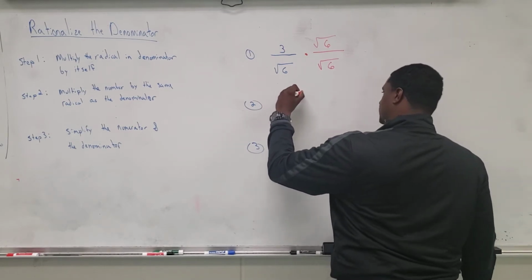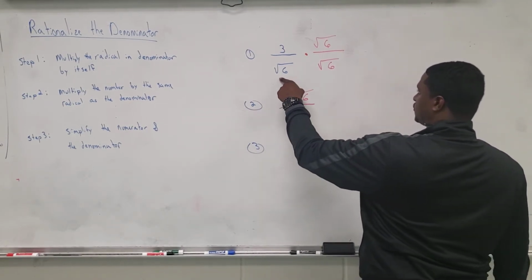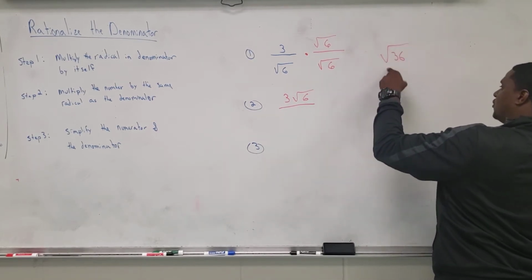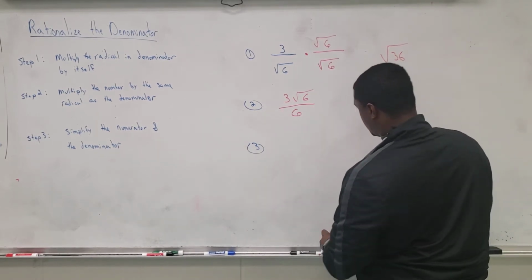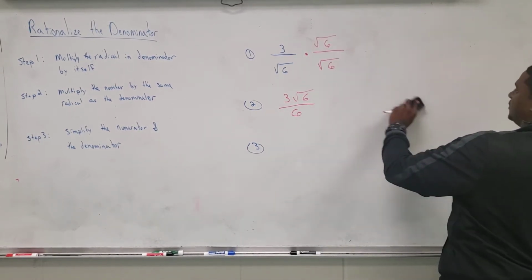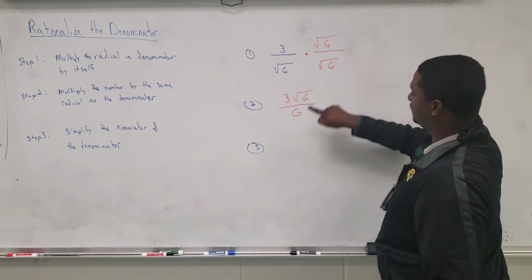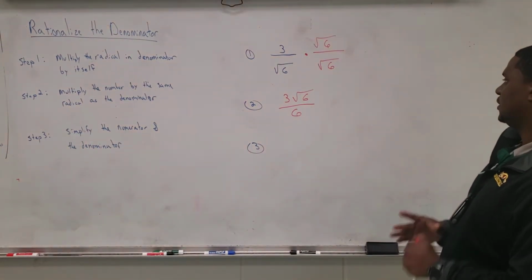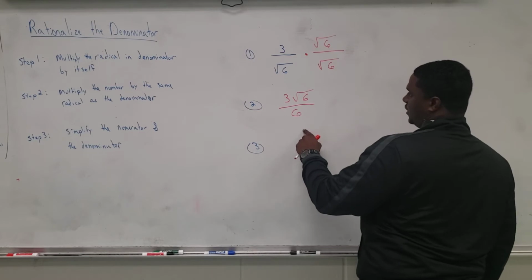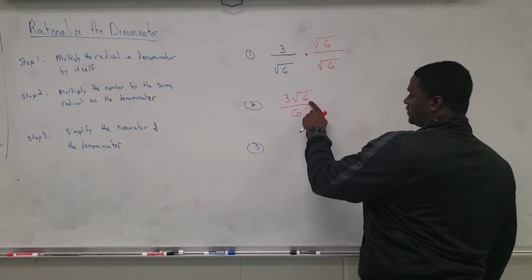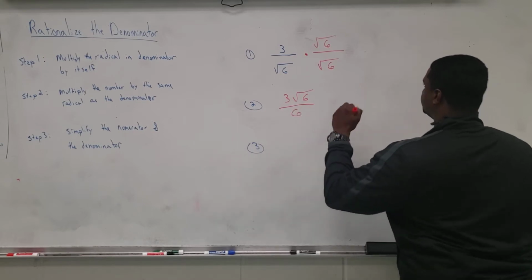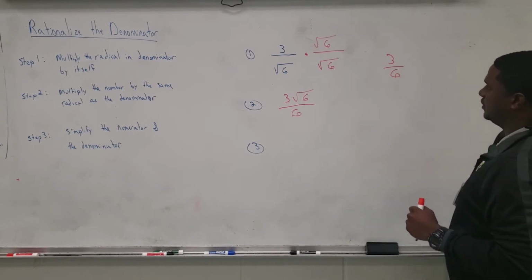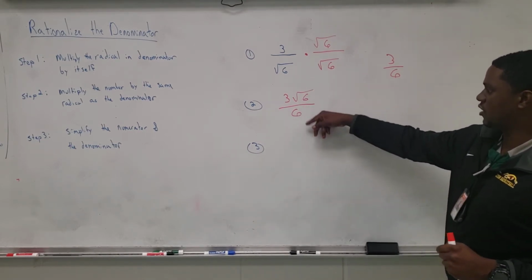3 times square root of 6, and square root of 6 times square root of 6 is the square root of 36. Square root of 36 is just 6, right? Anytime that we multiply a radical by itself, the radicand just comes out of the radical. Okay? So now we have to simplify. This radical, the square root of 6, is simplified, but we have a fraction. We have 3 divided by 6, right?